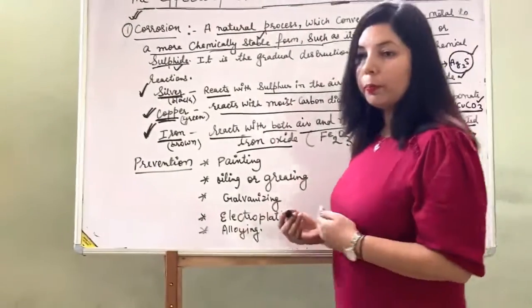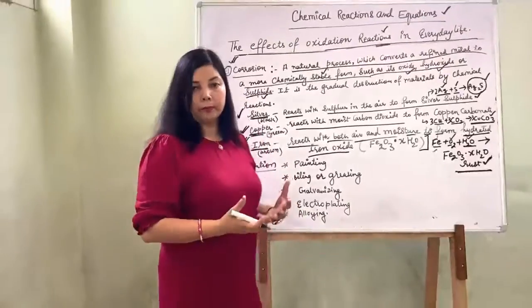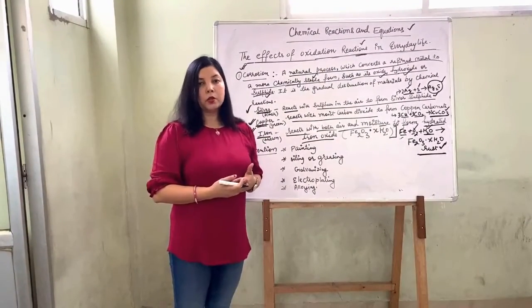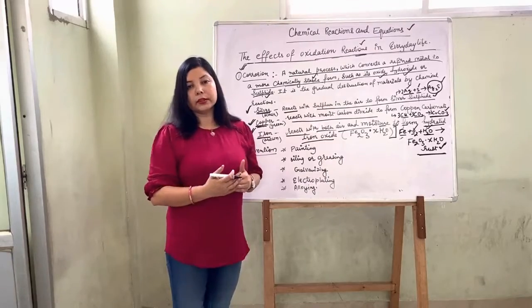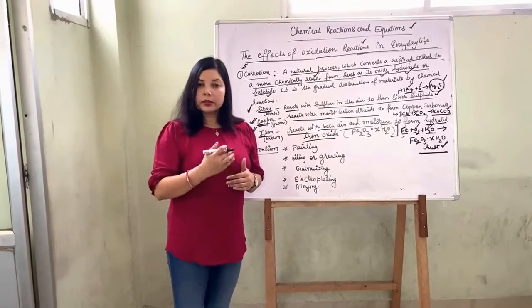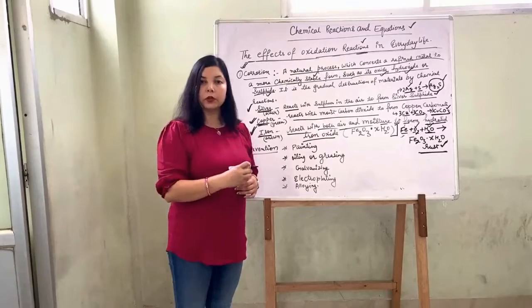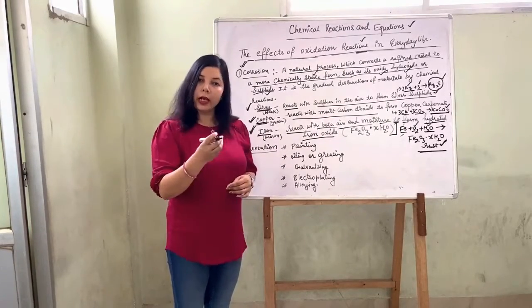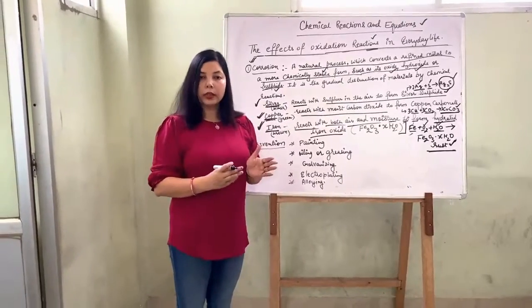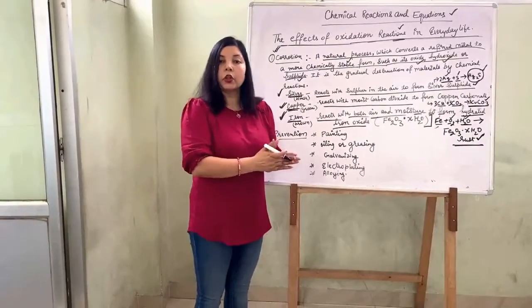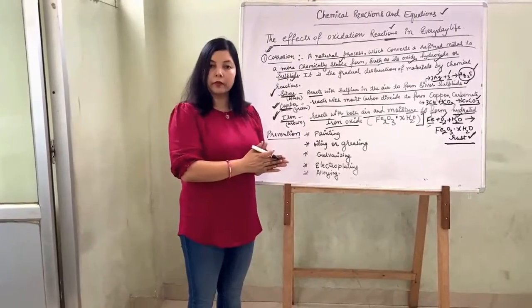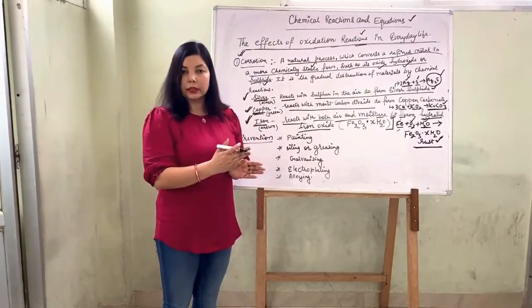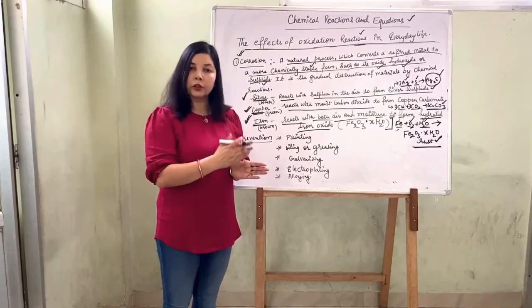Now, in order to prevent these metals from getting degraded, we need to take some steps. So why is this corrosion taking place? The corrosion is taking place because of the exposure of these metal surfaces to the environment. So we will have to find a way so that the metal surfaces do not get directly exposed to the environment, so that they do not react with the gases present in the air. So we will have to make sure of it.